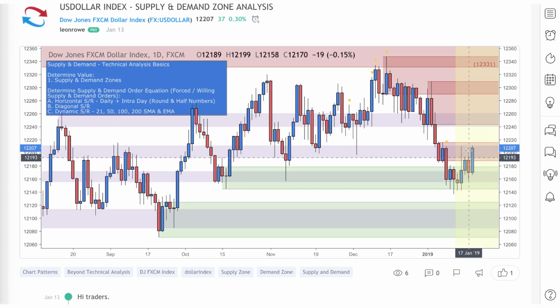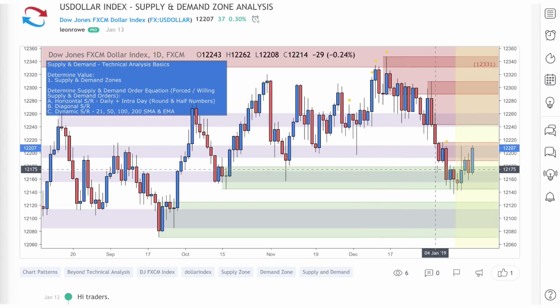Again, understanding fundamentals and sentiment, not every demand zone and supply zone should be traded. You have to decide where the strength is going to come in from a fundamental perspective, do your fundamental analysis, and then do your technical analysis. So if I'm bullish on the dollar, which I am, all I'm looking for is demand zones. If you're bearish, if you think the dollar's going to get weaker, then you look for supply zones.